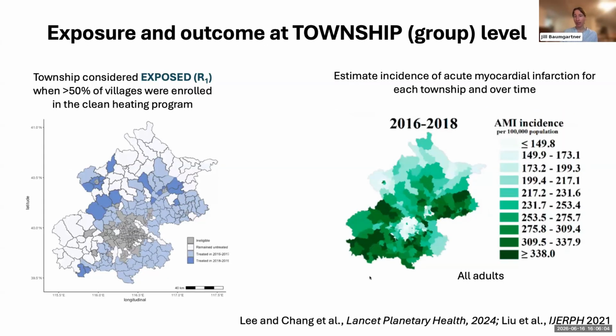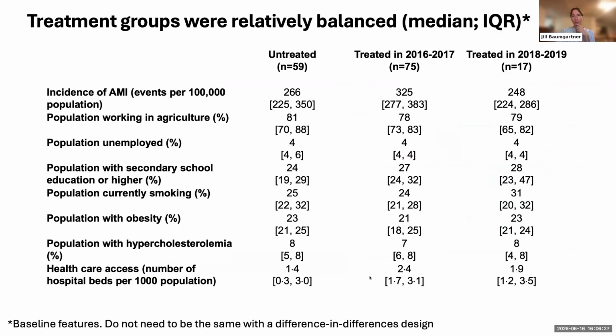So again, here, this is an ecological study. Everything is at the township level. We have townships that were considered exposed if they had the majority of their villages enrolled into the policy. We estimated incidence of heart attacks, again, at the township level. So the township was our unit of analysis. And then we compare these groups over time.